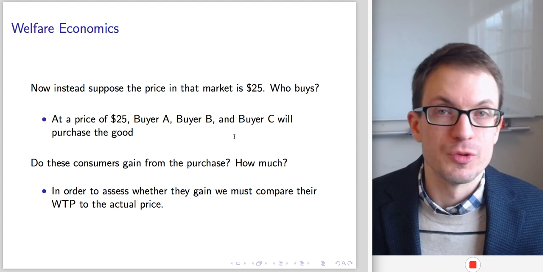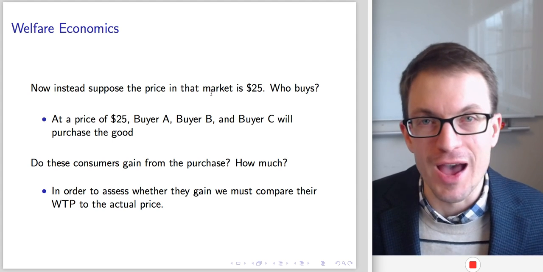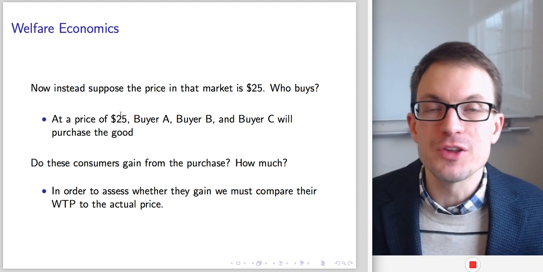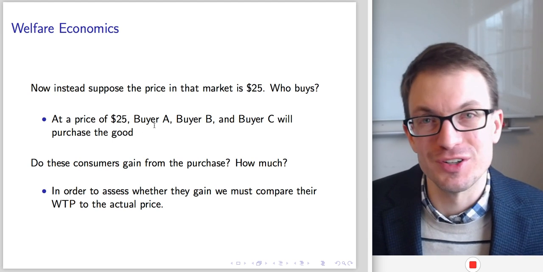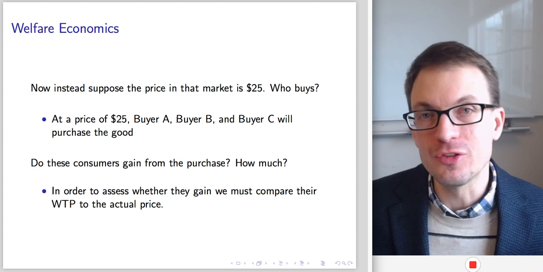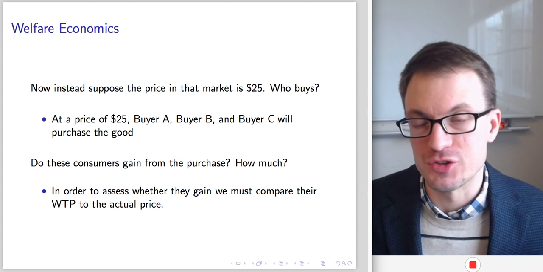Okay, well, suppose the price on the market is $25. Now who buys? At the price of $25, buyers A, B, and C will purchase the good. Remember, person D's willingness to pay was $20. That person's the first one to leave the market as the price has risen.